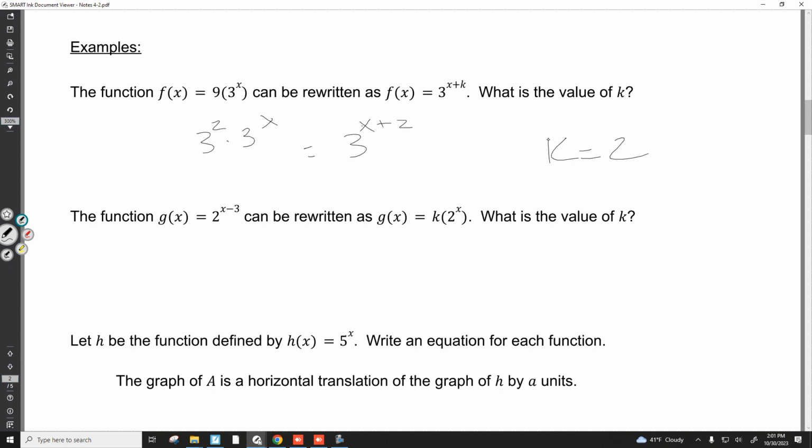Okay, so maybe this is the one that you're going to do. 2 to the x minus 3 can be written as k times 2 to the x. What's k? If you haven't done one yet, now's the time to try. Yeah, exponent rules are tricky, especially these where we're doing things in random order.